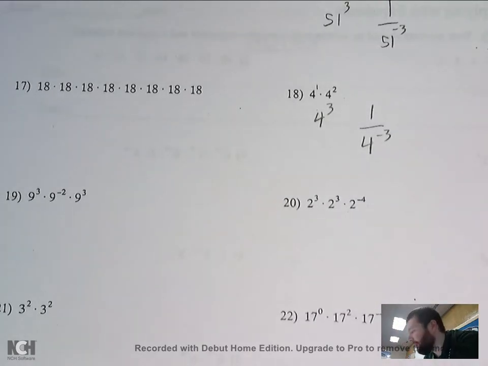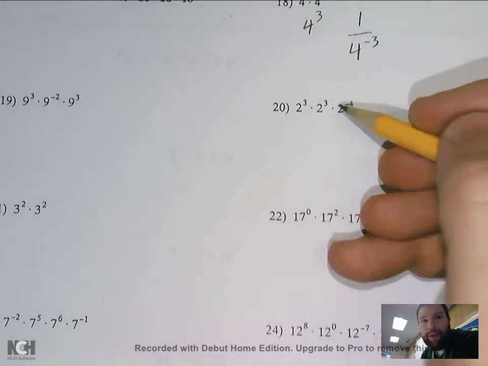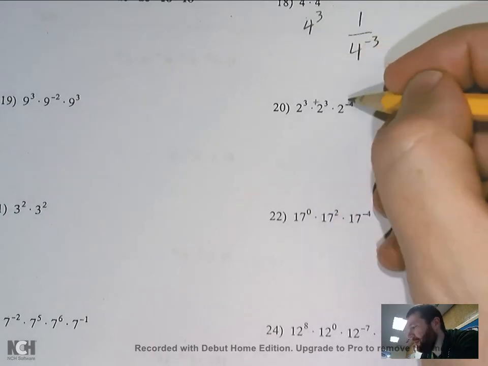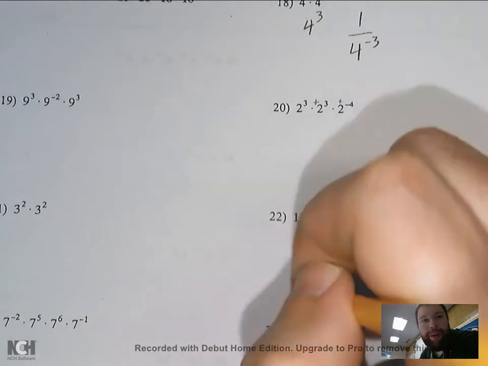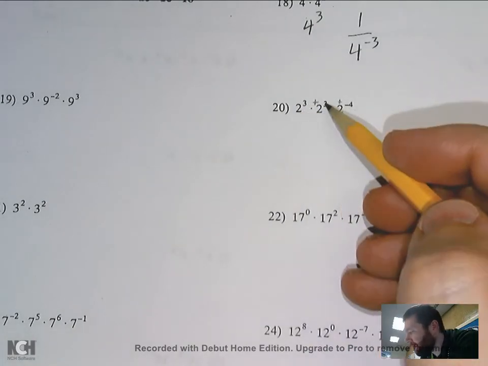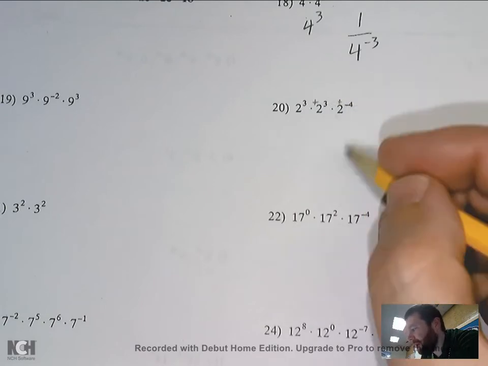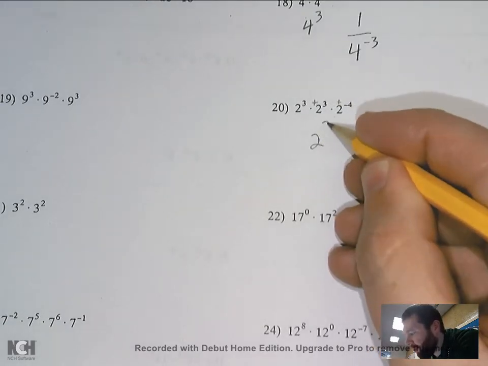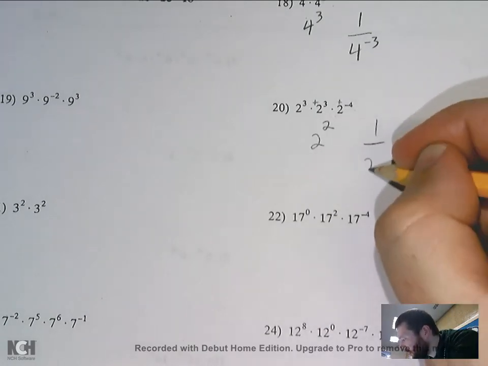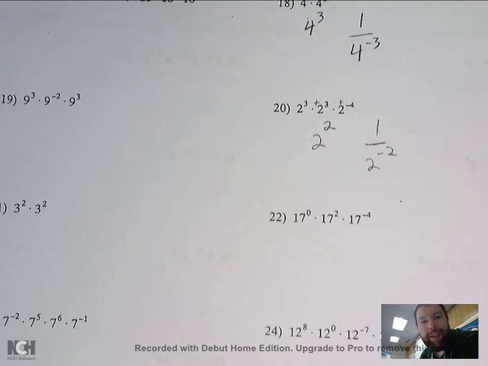Not too tough, right? Our next problem, 2 to the third times 2 to the third times 2 to the negative 4. That would be like 3 plus 3 plus negative 4. When you plus negative, it's like subtracting, right? So that'd be 3 plus 3, which is 6, plus negative 4, which would be like minus 4. 6 minus 4 is 2. So it'd be 2 to the second. Okay? Or 1 over 2 to the negative second. Again, just reviewing the stuff that you guys did yesterday.